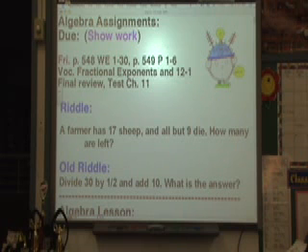The riddle: a farmer has 17 sheep and all but 9 die. How many are left? You may pause anytime you need to.